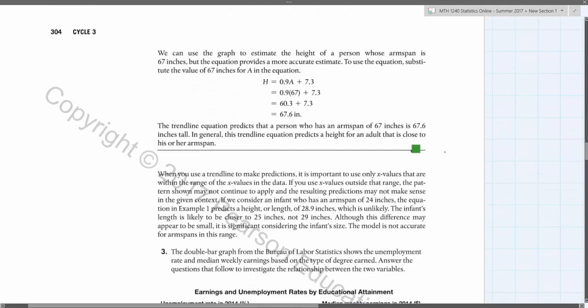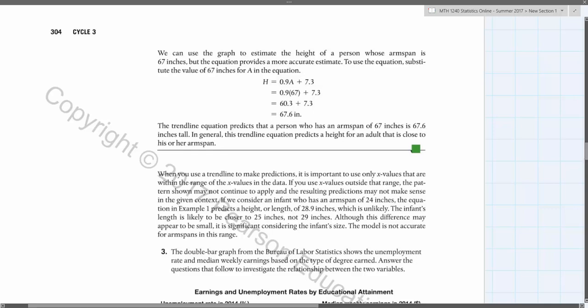And in this example, they're plugging in a 67-inch arm span and trying to estimate the height of that person, so we can use that trend line to make that prediction. Our line is guessing that if someone has a 67-inch arm span, they'll be 67.6 inches tall. And that's actually a true observation of the human body. Typically your arm span is approximately equal to your height. It's going to be very, very close. So you could try that out if you want.